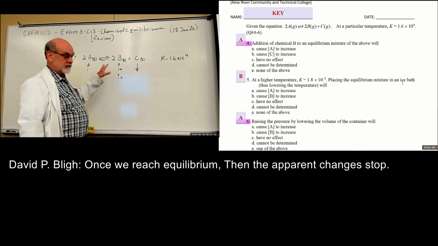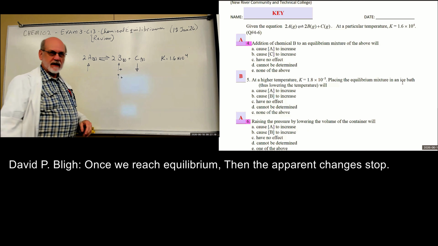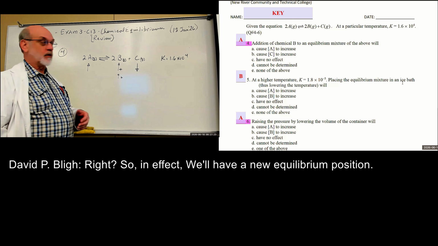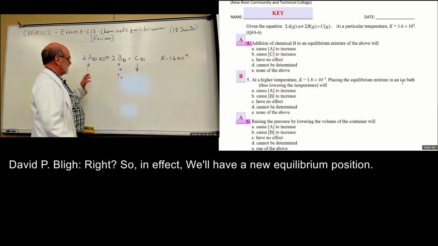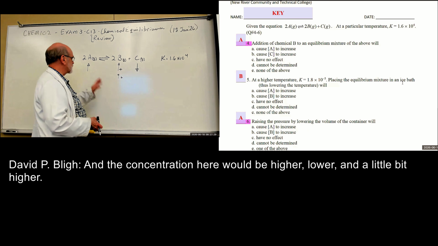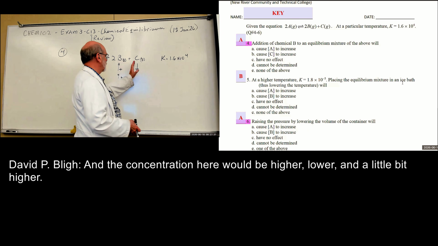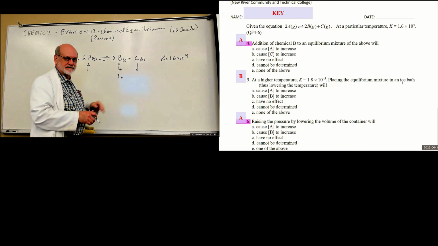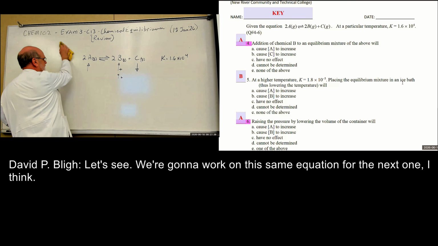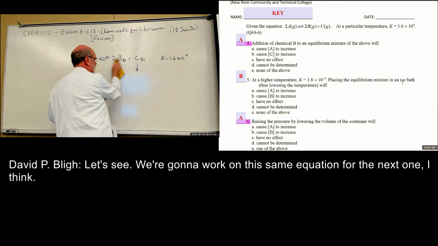Once we reach equilibrium, then the apparent changes stop, right? So in effect, we'll have a new equilibrium position, and the concentrations here will be higher, lower, and a little bit higher. Let's see. We're going to work on the same equation for the next one, I think.